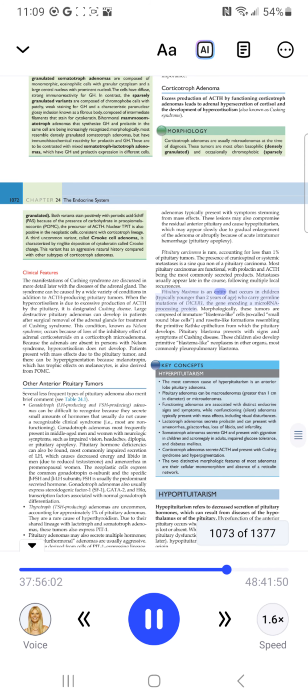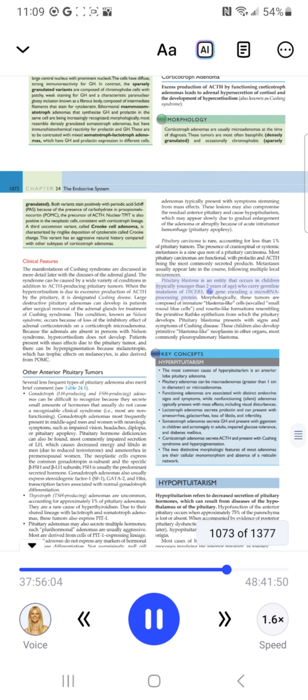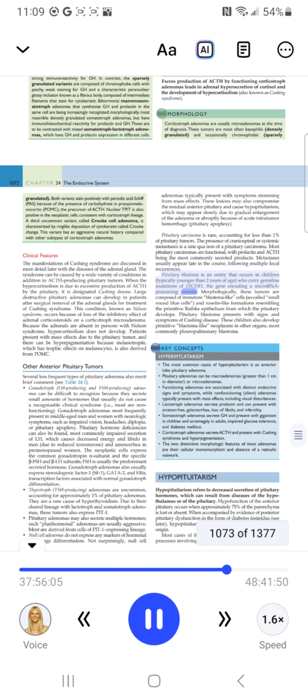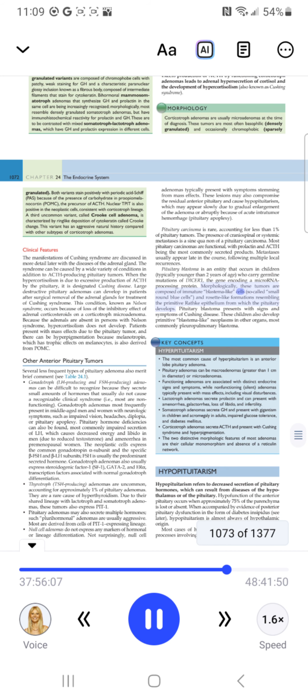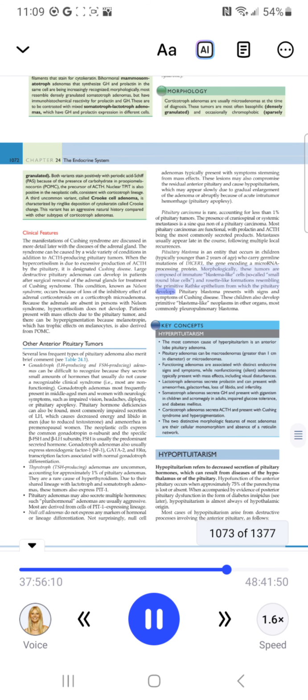Pituitary blastoma is an entity that occurs in children, typically younger than 2 years of age, who carry germline mutations of DICER1, the gene encoding a microRNA processing protein. Morphologically, these tumors are composed of immature blastoma-like cells, so-called small round blue cells, and rosette-like formations resembling the primitive Rathke epithelium from which the pituitary develops.